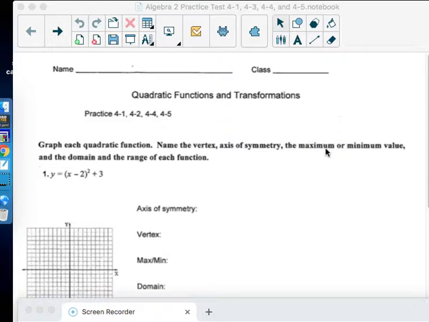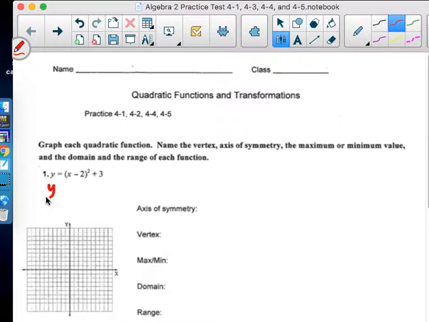This is the Algebra 2 practice test for sections 4.1, 4.2, 4.4, and 4.5, and it starts with our quadratics. So quadratic functions and transformations, we want to graph each quadratic function, name the vertex, axis of symmetry, the maximum or minimum value, and the domain and the range of each function, just like we did in the homework as we went through this chapter.